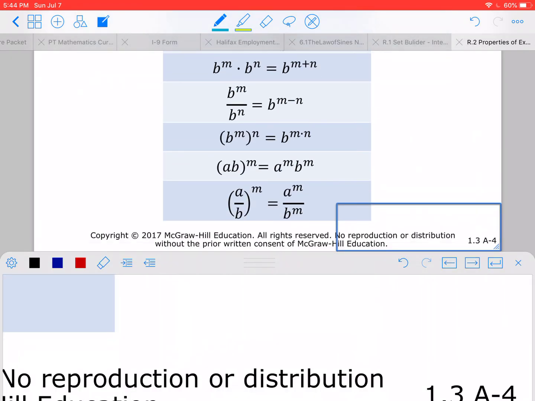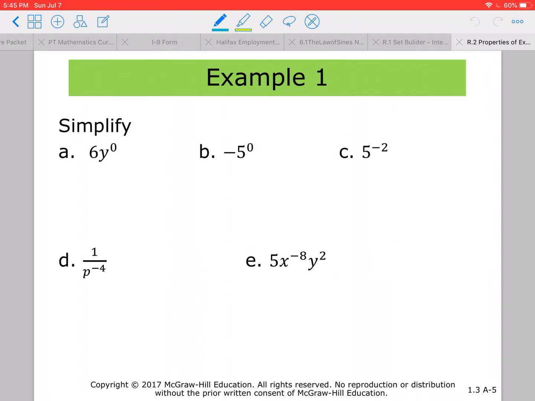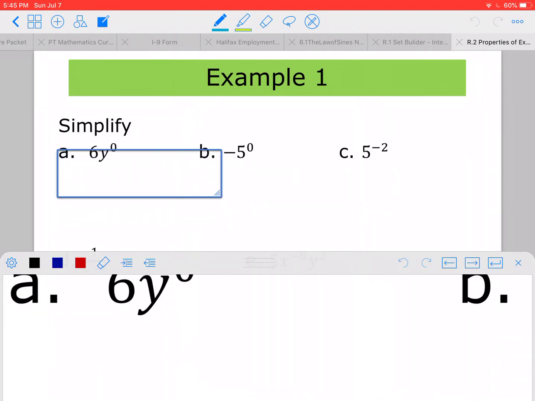Then we have ab to the m, and that is pretty self-explanatory. Basically, our exponent will go with everything in the parentheses. So we have a to the m times b to the m. And same thing when you divide. A over b to the m, you're going to put the m with the a and with the b, so that you have a to the m over b to the m. So let's look at several examples here.